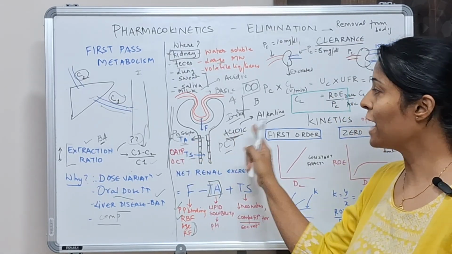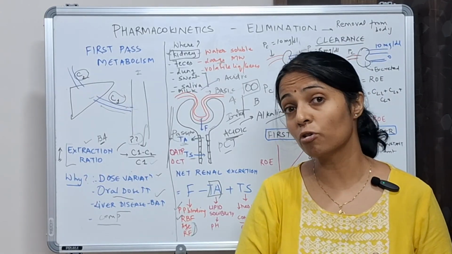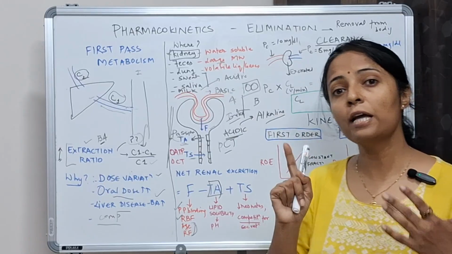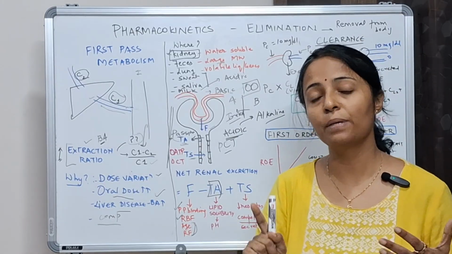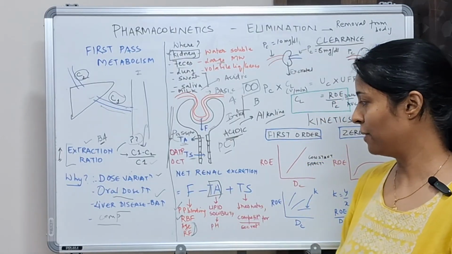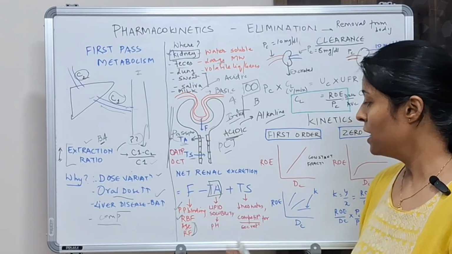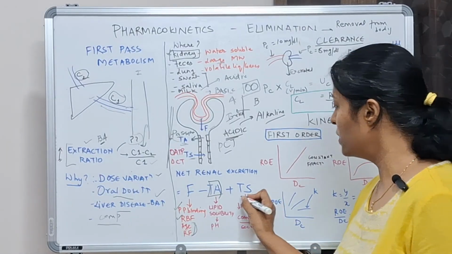So for acidic drug toxicity, for example barbiturate toxicity and salicylate toxicity, we do forced alkaline diuresis. Basically, the pH of the urine is changed to alkaline, so that tubular absorption is decreased. Then next is tubular secretion.